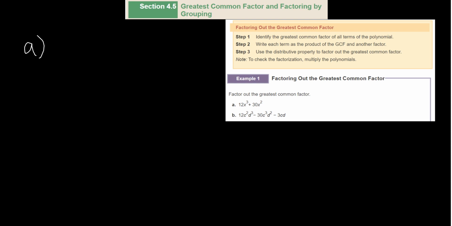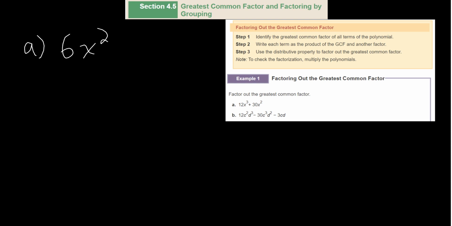So factoring out the greatest common factor, 12x cubed plus, I'm sorry, plus 30x squared. Well, what's the largest number that goes into 12 and 30? That's going to be 6. And what's the largest power that will go into x cubed and x squared? That's going to be x squared, because x squared goes into both x cubed and x squared.